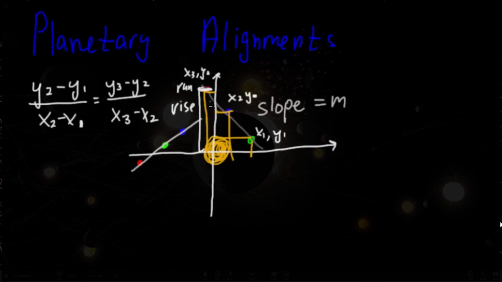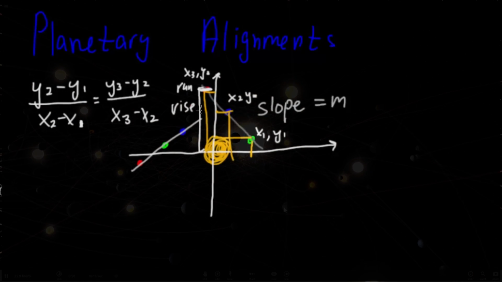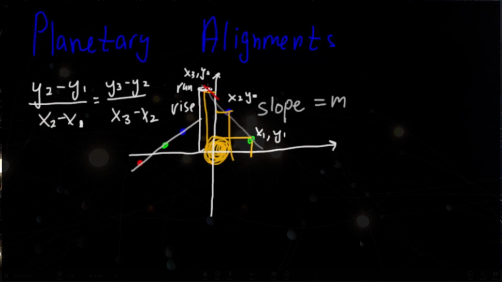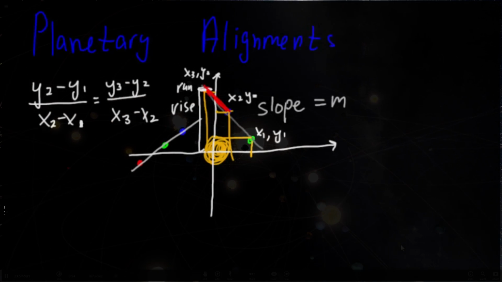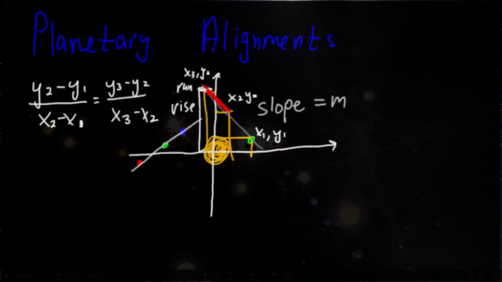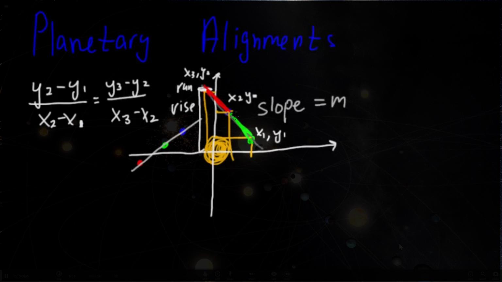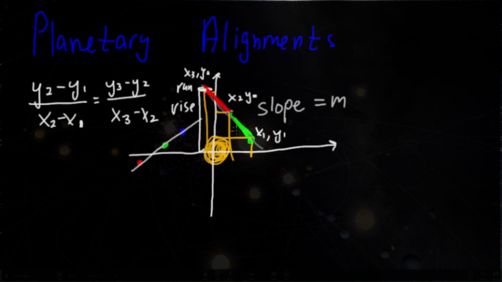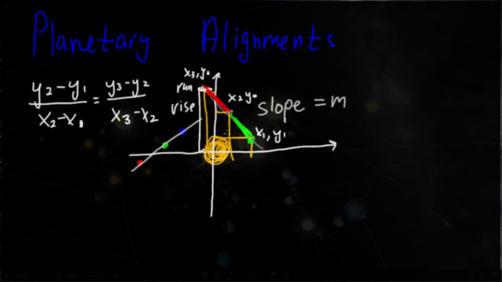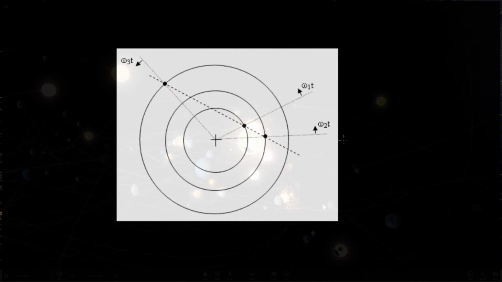So these two slopes have to be equal. Let's just make them red here. So this slope right here should also be equal to this green slope right here. And this will align the 3 planets that we have right here. Now here's a more clear picture of what's going on here.